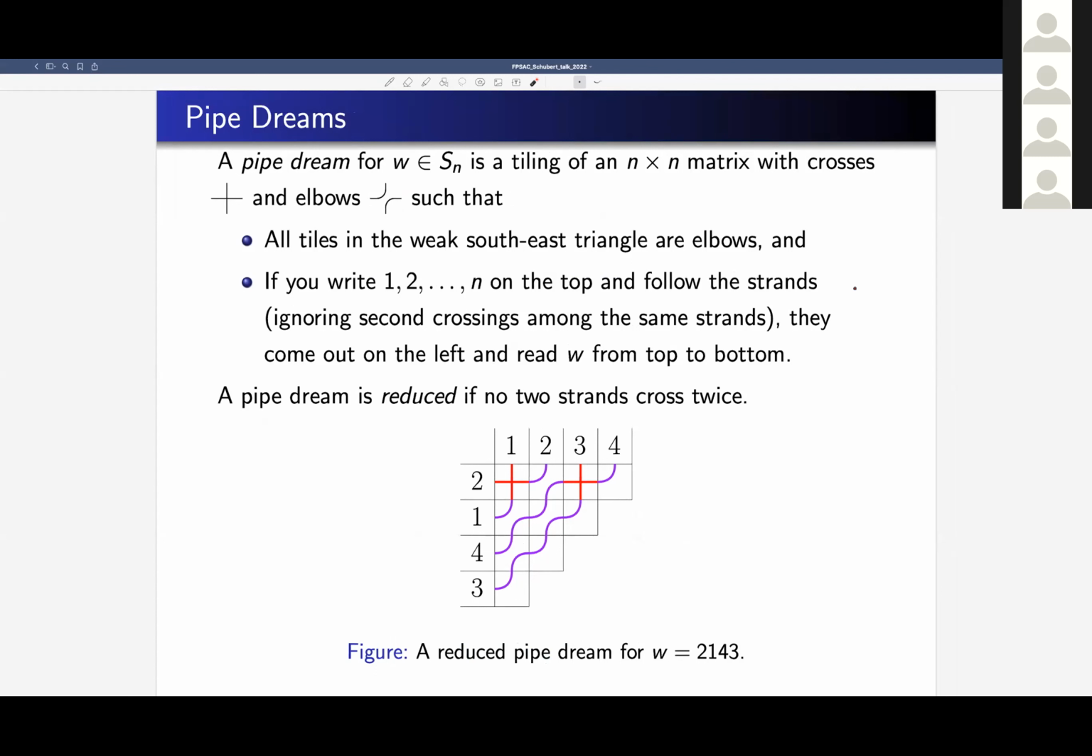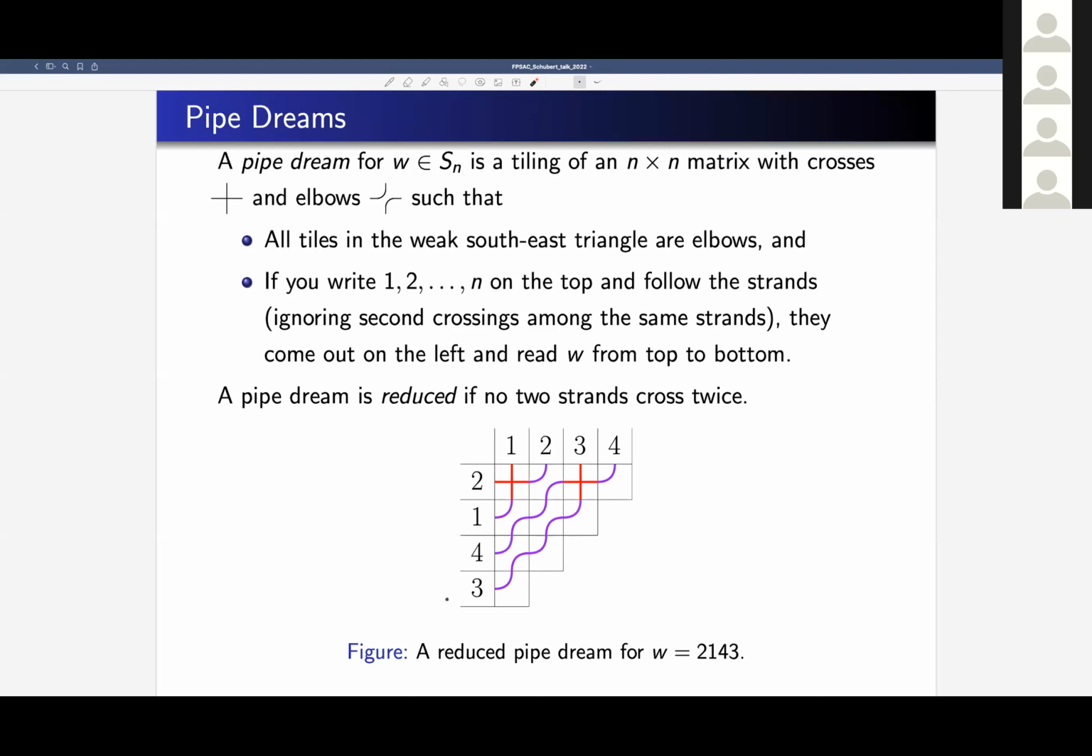So we have our permutation. In this case, it's 2, 1, 4, 3. We write it down the column, and then we put the identity here, 1, 2, 3, 4. Okay. And we will be placing these crosses and elbow tiles only in this upper half of the matrix, and in such a manner that 1 ends up being connected to 1, 2 to 2, 4 to 4, and 3 to 3.